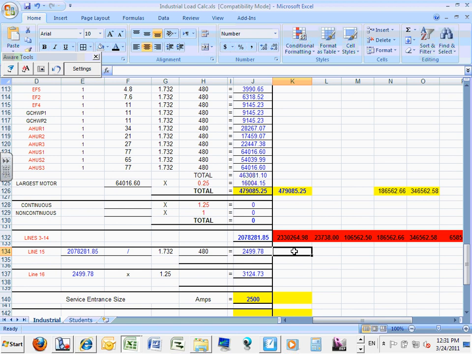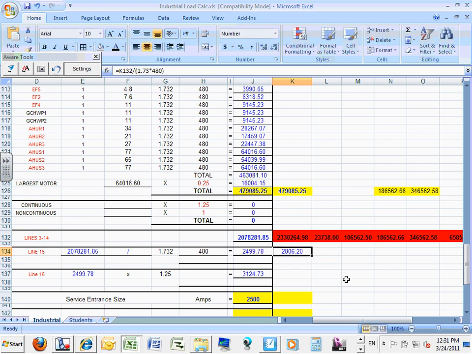Gentlemen, I'm going to go find the amps. I'm going to say equal this number. This is the KVA. Divide this by 1.73 times the voltage, which is 480. Equal. You see what I did, guys? I took the cell, divided it by the voltage and the 1.73, and here's my switch gear size.